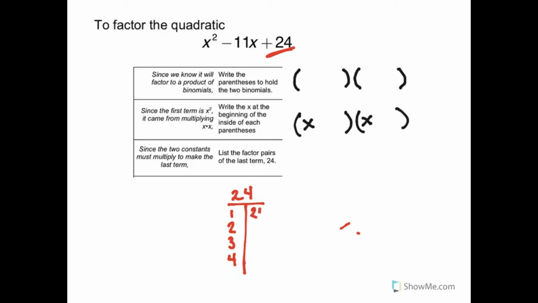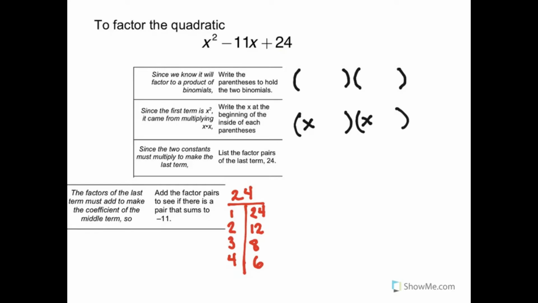And then I write, well, 1 goes into 24, 2 goes into 24, 2 times 12, 3 times 8, and 4 times 6. And those are all the factor pairs of 24. Now those factors have to add up to give me that negative 11 in the middle. So let's see what sums we have.